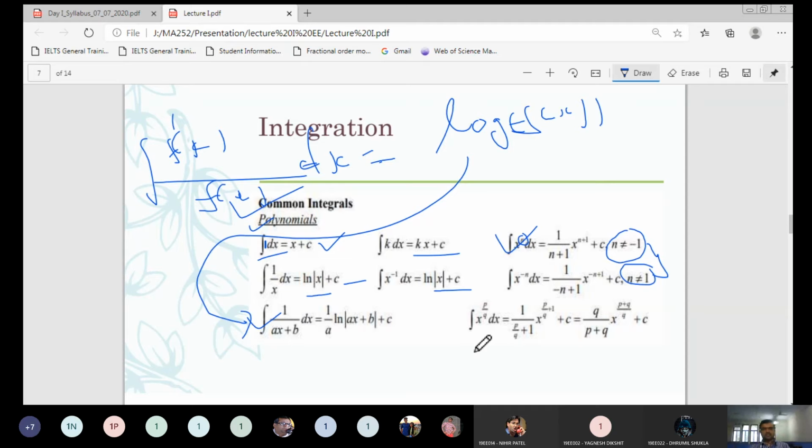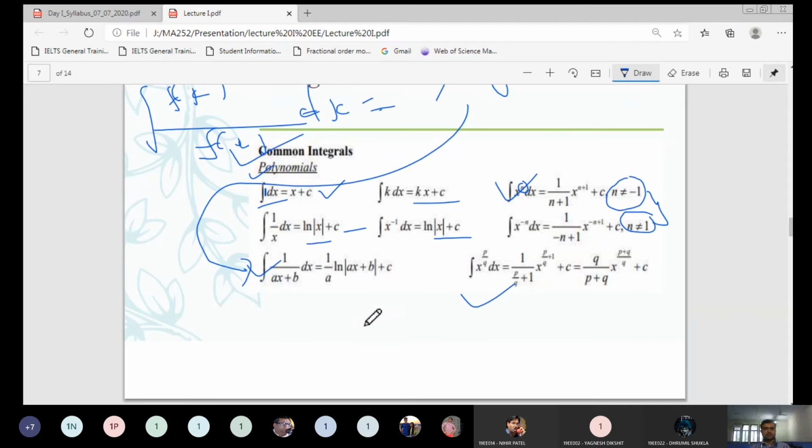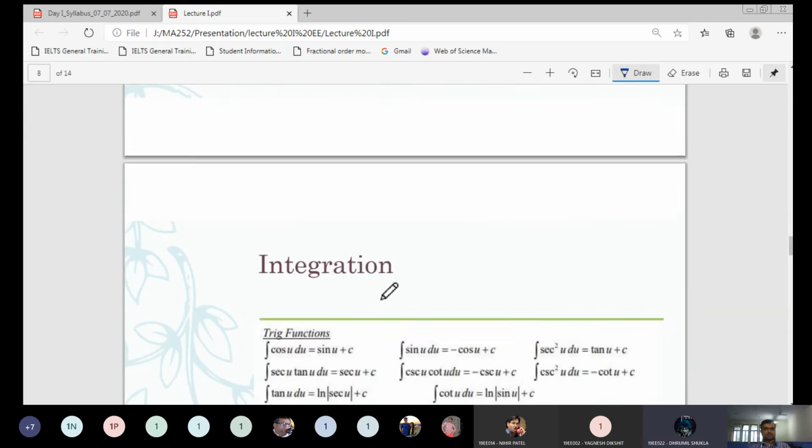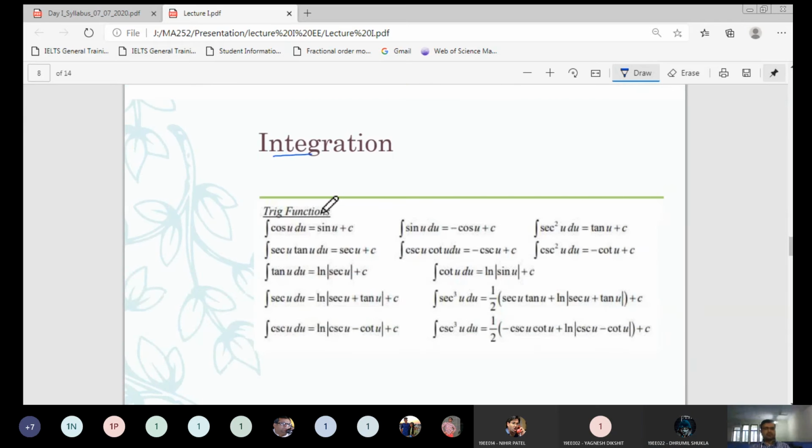Then x raised to p by q dx is equal to 1 upon p by q plus 1 x raised to p by q plus 1 plus c. You can calculate it. Any problem in this slide? No, sir. Then integration of trigonometric functions.